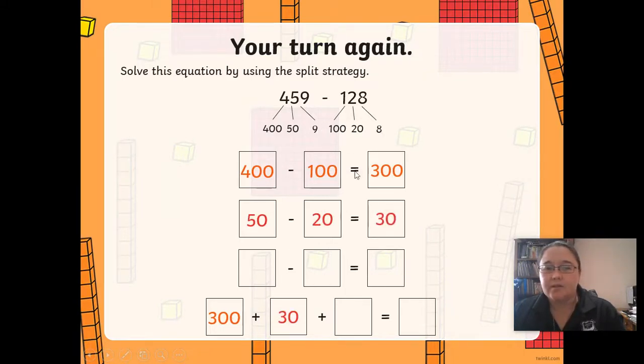Then we have our ones. So we've got 9, 8. So 9 take away 8 is 1. Now all we need to do is just move these down. So it's just adding them together because we've already done the subtraction. So now we just need to add them together for our answer. So 300 plus 30 plus 1 is 331. And that's how easy it is to subtract using the split strategy.